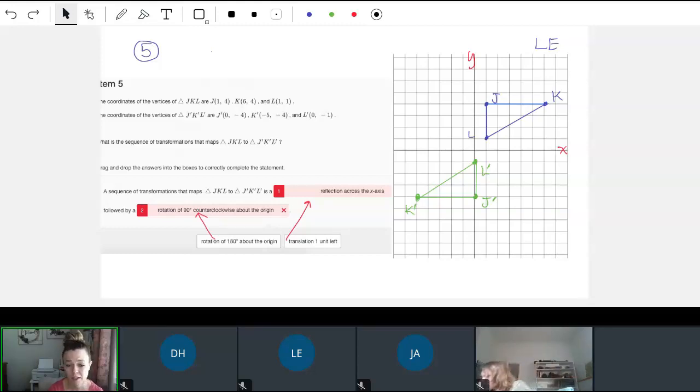So if I take translation 1 unit left, that means that the entire triangle is going to shift 1 unit left. So I just go point J, move it over to the left 1. Point K, move it over to the left 1. Point L, move it over to the left 1. So my red triangle would be, that's where I'm at after this first sequence.